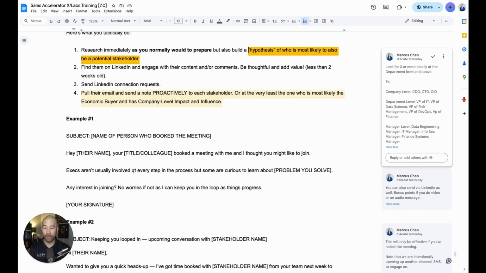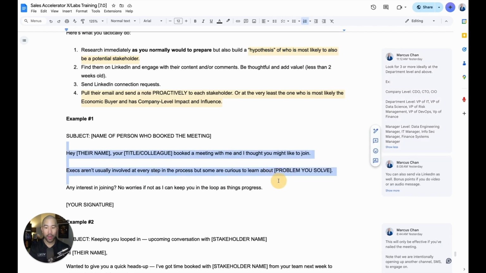Execs aren't usually involved at every step in the process, but some are curious to learn about whatever problem you solve, right? AI governance, data security, whatever. Any interest in joining? No worries if not. I can keep you in the loop as things progress. Your signature. Notice here you're just opening up the conversation to a future engagement as well, even if they don't want to join. So this is a really simple, easy way to do it. You can do this via email. You could do this via sending a note.